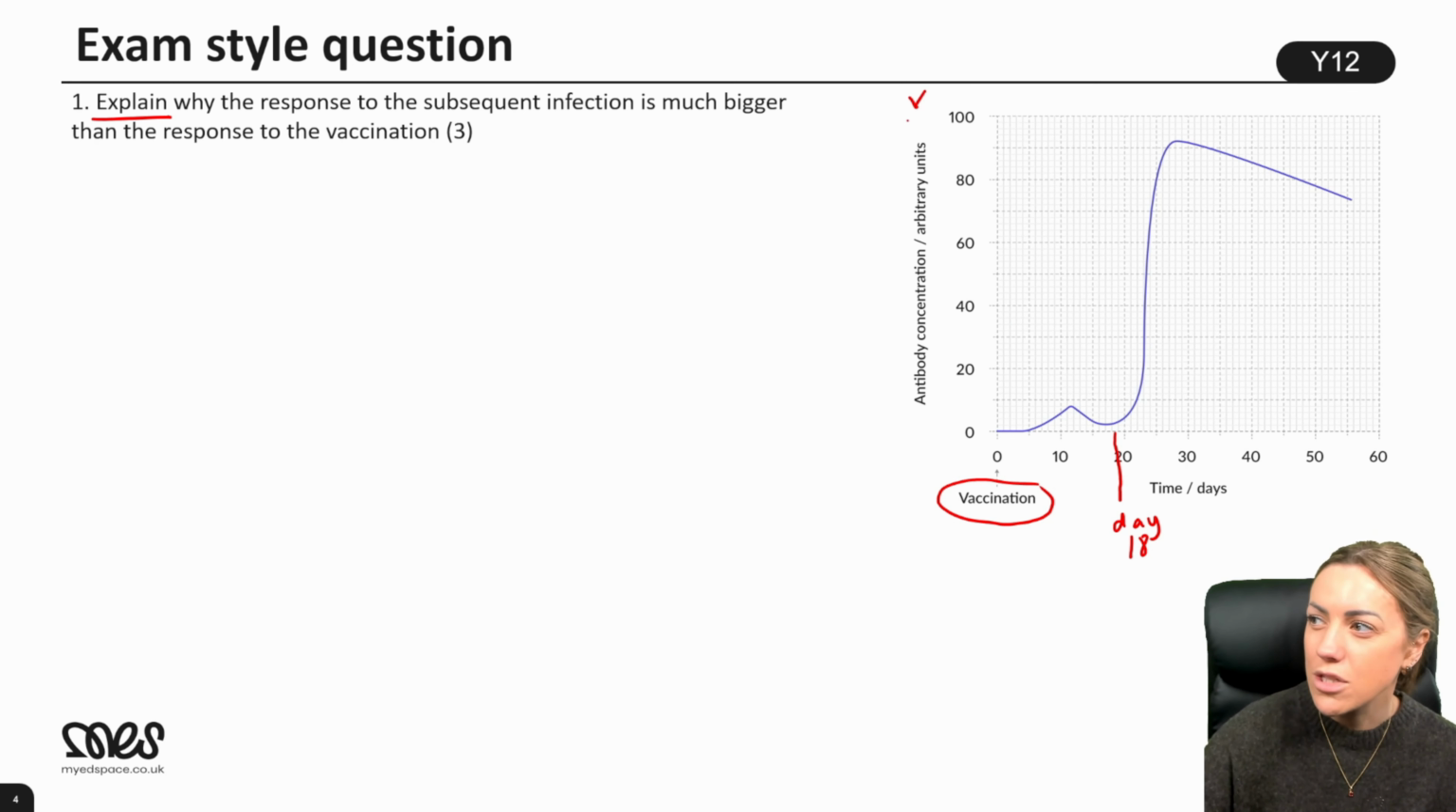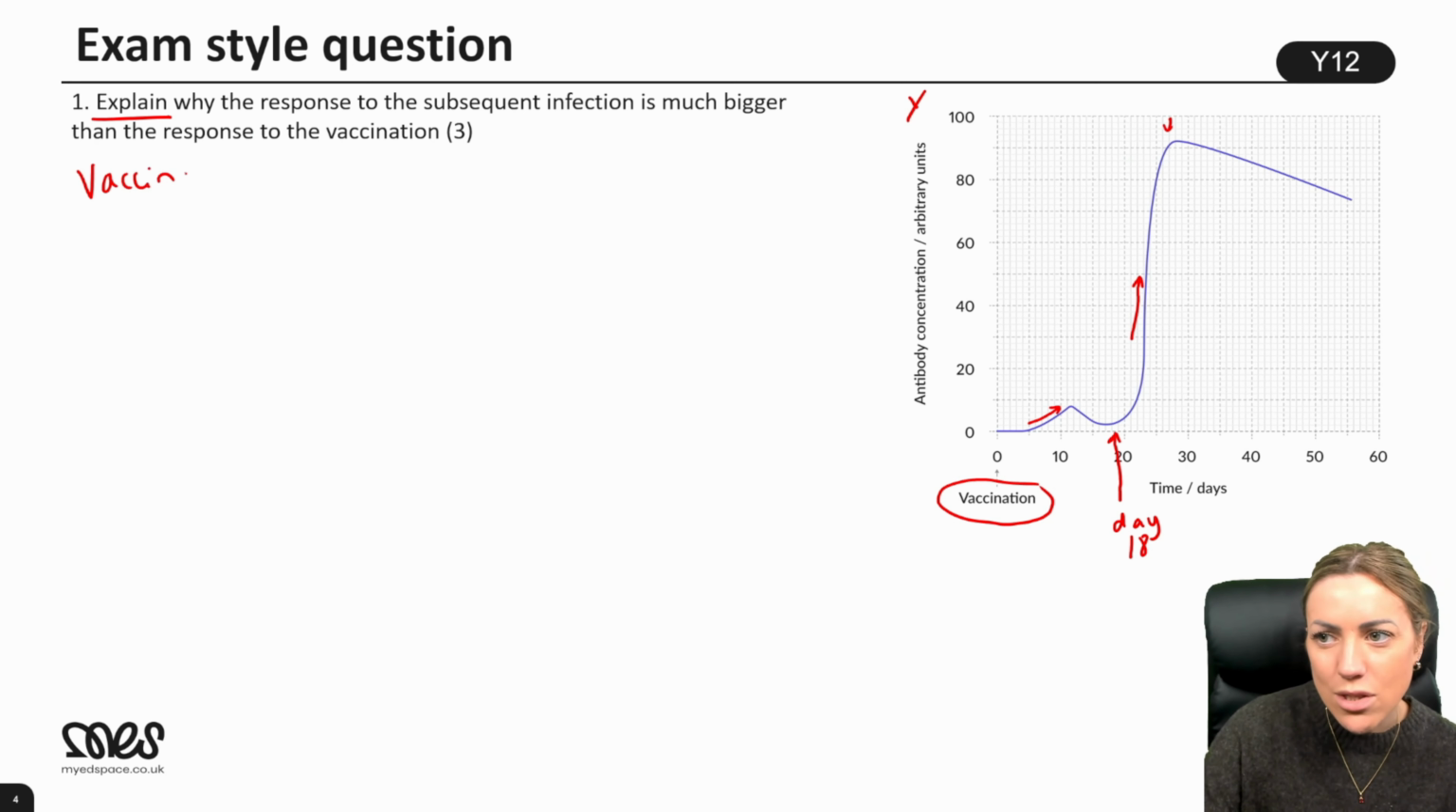But we have to explain why the response is much bigger than the response from vaccination. We've got antibody concentration again on our y-axis. So just as a little intro to this, you can see following vaccination, there is a delay, there is a lag where there's no increase in antibody production. Antibody concentration is increasing quite slowly. You've got a very shallow gradient and the antibody concentration does not get that high. Obviously here there's a subsequent infection with the same antigen. You can see there's no delay before the concentration of antibodies starts to increase. You can see it increases much more rapidly. You've got a much steeper gradient and you can see that overall the concentration of antibodies gets much, much higher than following vaccination. So let's explain.